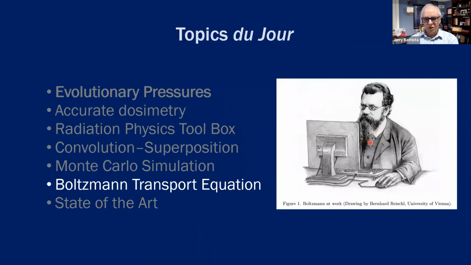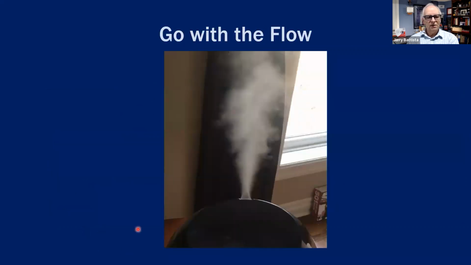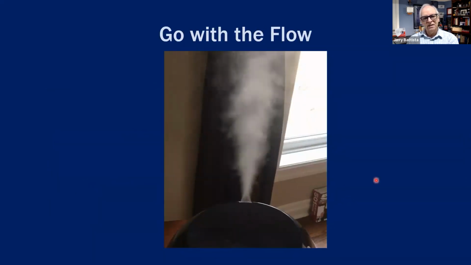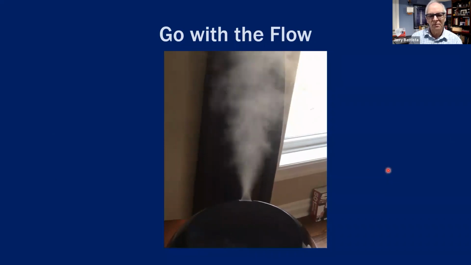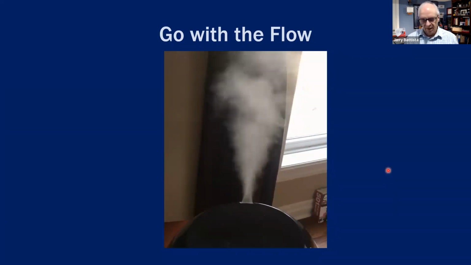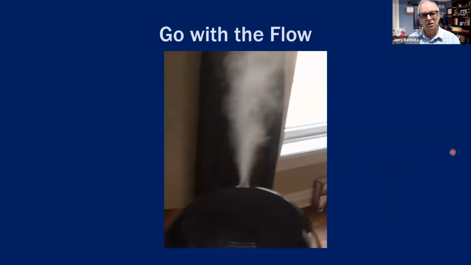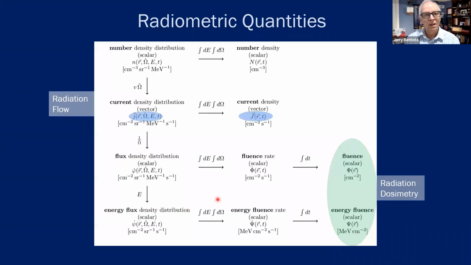Okay, now we get to Boltzmann. This is Ludwig Boltzmann at his computer. Of course, it's an artificial picture. And now we have to think about Boltzmann. It's important when you think about this Boltzmann method, which is the least known, to think about the flow of particles, much like this here, and also to learn radiometric quantities. I will not have time to describe each of these, but I want to bring emphasis to the flow of radiation, just like in fluid dynamics.